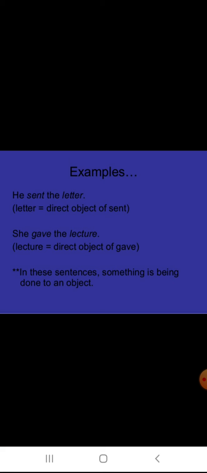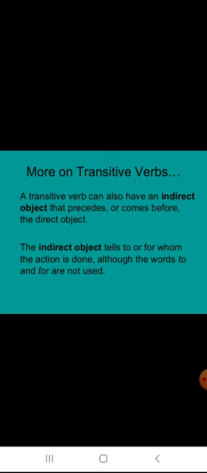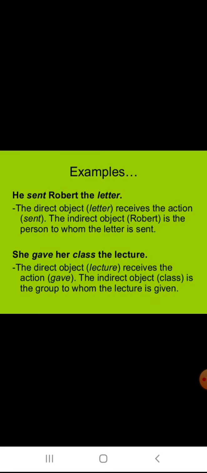For example, he sent the letter. Here letter is the direct object of sent. She gave the lecture. Lecture is the direct object of gave. In these sentences, something is being done to an object. A transitive verb can also have an indirect object that precedes or comes before the direct object. The indirect object tells to or for whom the action is done, although the words to and for are not used. For example, he sent Robert the letter.